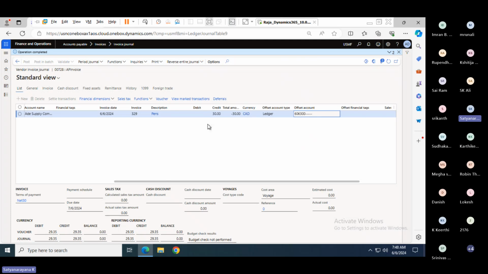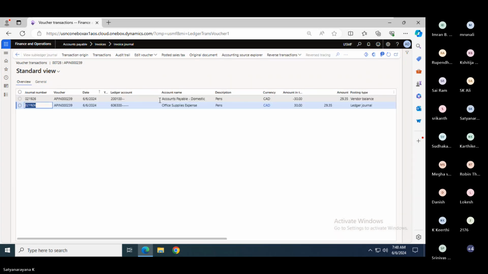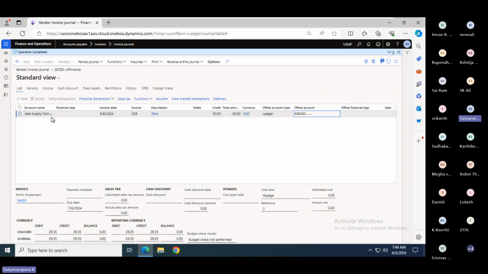Okay, so here we can post. Now if you go to voucher, expenses account debit to vendor credit. It is converted into 29.35. What is the reason? You are going to learn this in coming sessions. This vendor is in Canadian dollars. Our company is in US dollars. That is the reason the exchange rate is coming into the picture. What is this? You will understand slowly.